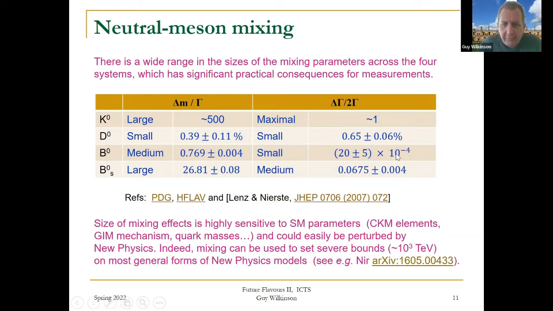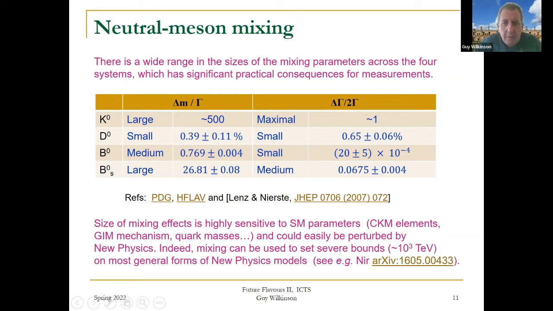So if we focus maybe on the B case, because this is what we're talking about today, we see that delta M over gamma for the B0 system is rather small, but not tiny. Certainly not tiny compared to the charm system, but much less than in the kaon system. Whereas in the BS system, this parameter is large, and this will have consequences in terms of the mixing frequency. And delta gamma, we see, is also rather different in the two systems. It's small in both cases, but significantly larger in the BS system.